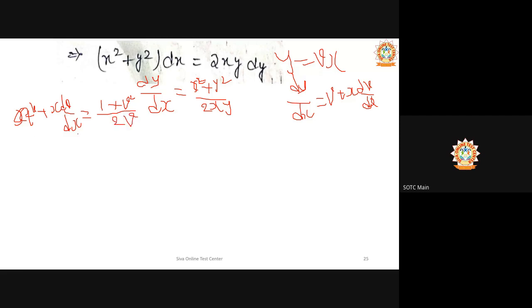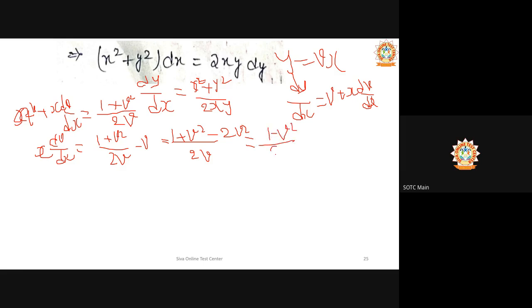So now send this v to that side. X dv by dx is equal to 1 plus v square divided by 2v minus v. If you take the LCM as 2v, then 1 plus v square minus 2v square, right? So what is 1 plus v square minus 2v square, it will come 1 minus v square divided by 2v. So now separate the variables. It will become 2v by 1 minus v square into dv is equal to 1 by x dx. Right? So now apply the integration.